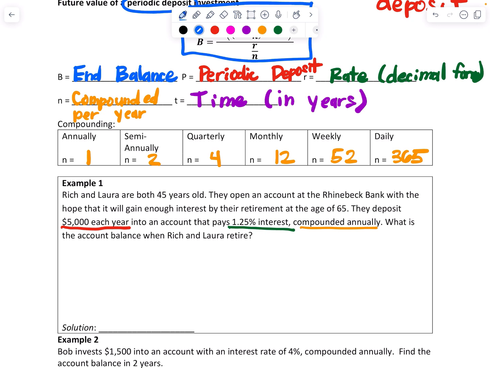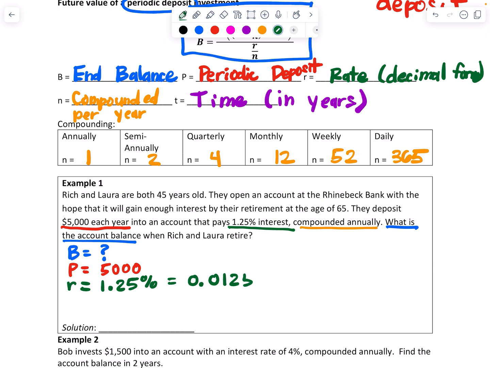Okay, so first thing, we are looking for what is the account balance. So B, we don't know that. That's what we're going to find. P, they are depositing $5,000 each year. So that P is a periodic deposit. The interest rate, in the problem it said 1.25%. We're going to move that decimal, divide it by 100. So in our formula, we'll use 0.0125. Compounded annually, so that means N is going to equal 1.